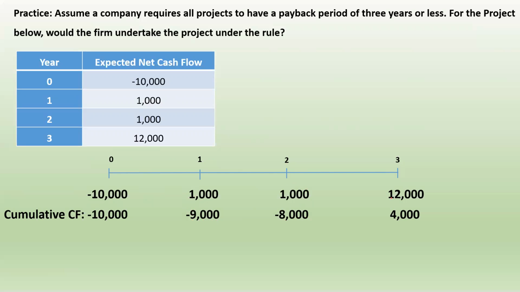And at the end of year 3, we collect 12,000, so the cumulative cash flow is 4,000. It turns from negative to positive. So year 3 is the year we collect all our initial investment.